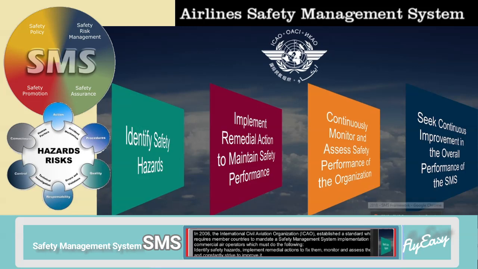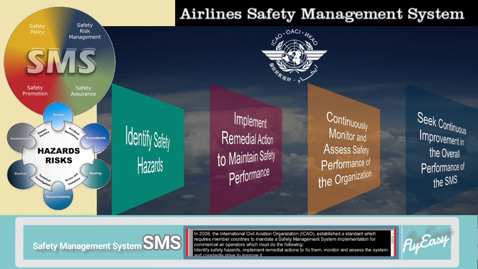In 2006, the International Civil Aviation Organization, ICAO, established a standard which requires member countries to mandate a safety management system implementation for commercial air operators, which must do the following: identify safety hazards, implement remedial actions to fix them, monitor and assess the system, and constantly strive to improve SMS practices.